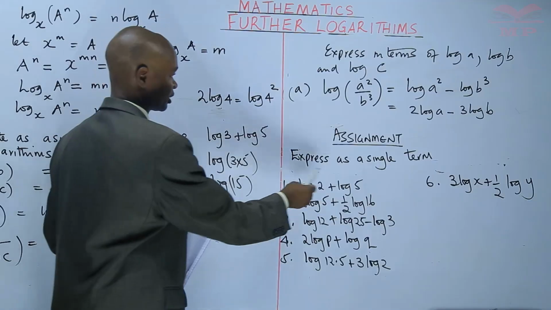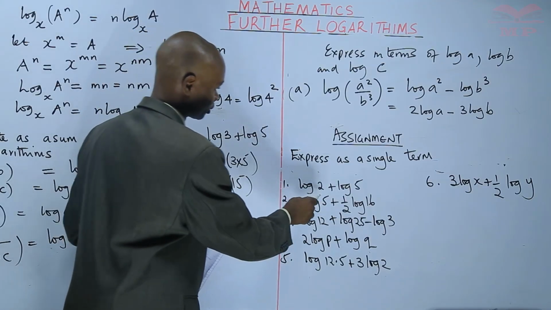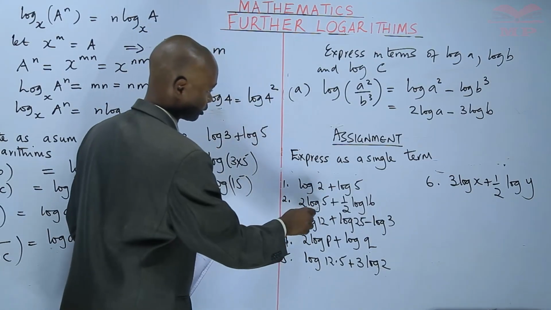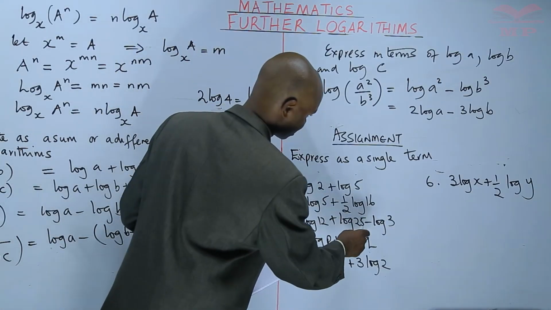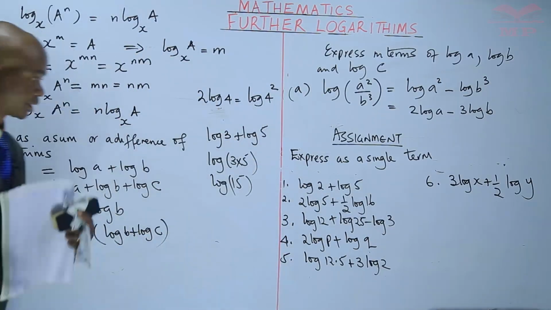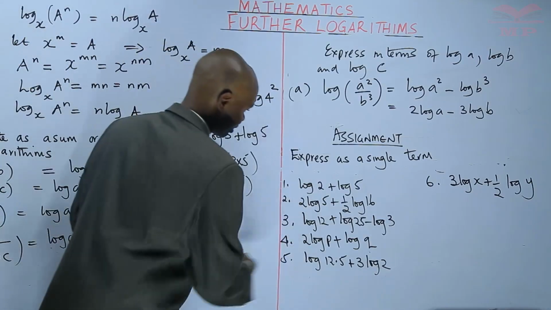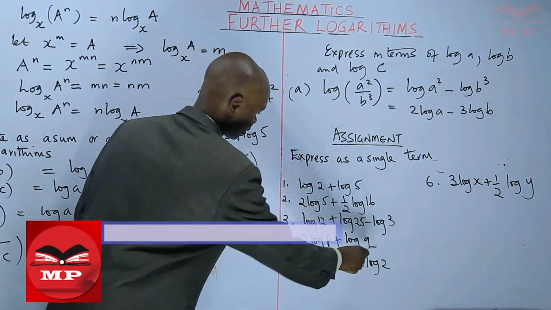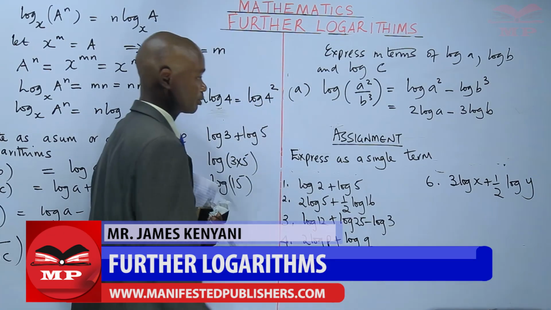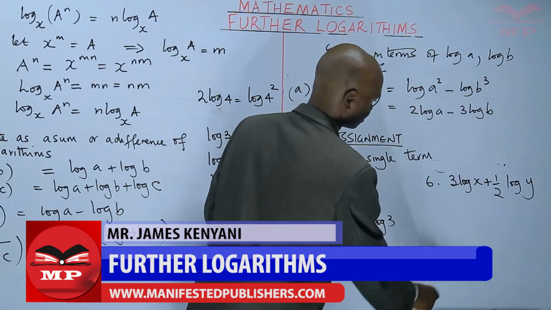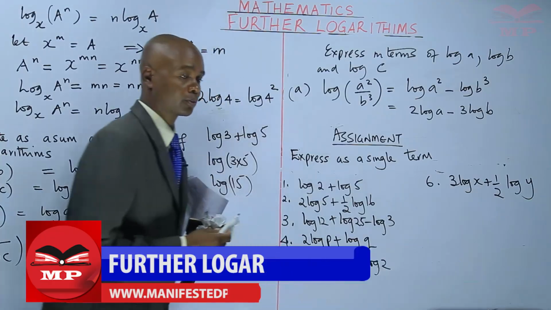So express as a single term: log 2 plus log 5; 2 log 5 plus a half log 16; log 12 plus log 25 minus log 3; 2 log P plus log Q; log 12.5 plus thrice log 2; and 3 log x plus a half log y.